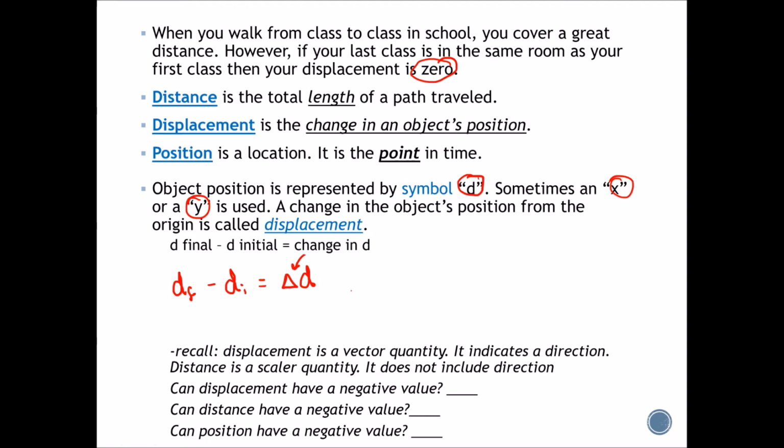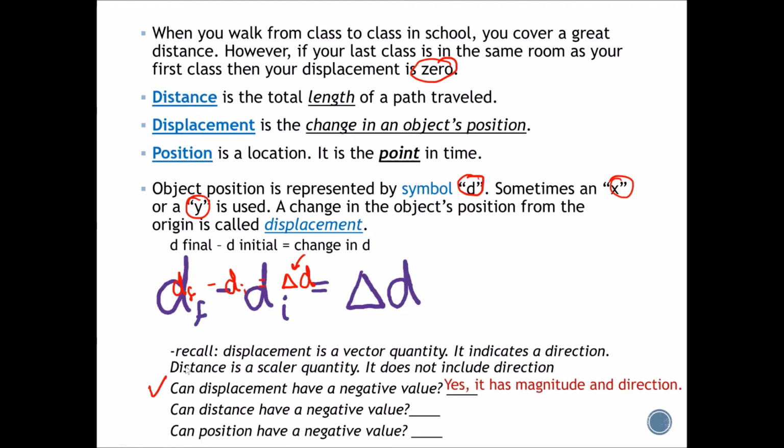Checkpoint. Can displacement have a negative value? Yes or no? Yes. It has a magnitude and a direction. Can distance have a negative value? No. Scalar quantities do not have negative values associated with them. And distance is scalar. Can position have a negative value?